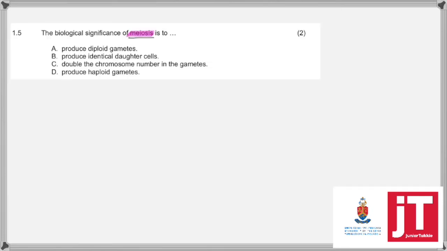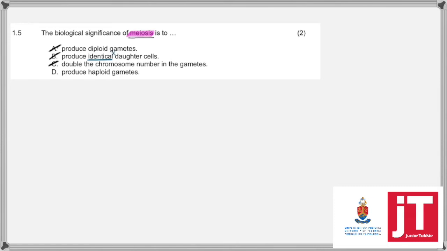Let's move on to question 1.5 here. It asks us for the biological significance of meiosis. Now, let's read carefully through these examples. Produce diploid gametes while meiosis produces haploid gametes. So we know it's not option A. Moving on to B, to produce identical daughter cells. Now, we know that the point of meiosis is not to produce identical daughter cells. We need to produce genetically diverse gametes. So we know option B we can cancel as well. If we look at option C, double chromosome number in gametes. Well, meiosis is actually reduction division, so we know that it's not doubling anything, we're actually reducing.